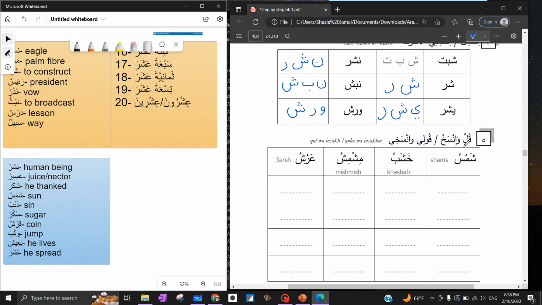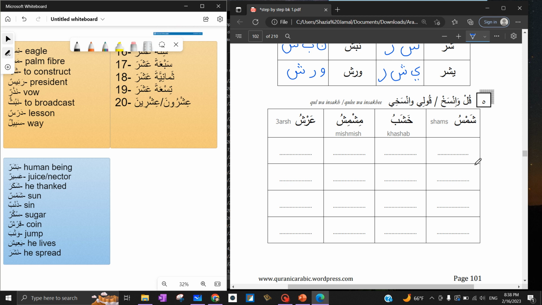So let's come to exercise 5, say and write. So Shamsun. How do we write Shamsun? W with a tail. Now when you make a tail, go back and go up and down. This is how you make meme in between. I will show again and then continue making the same.